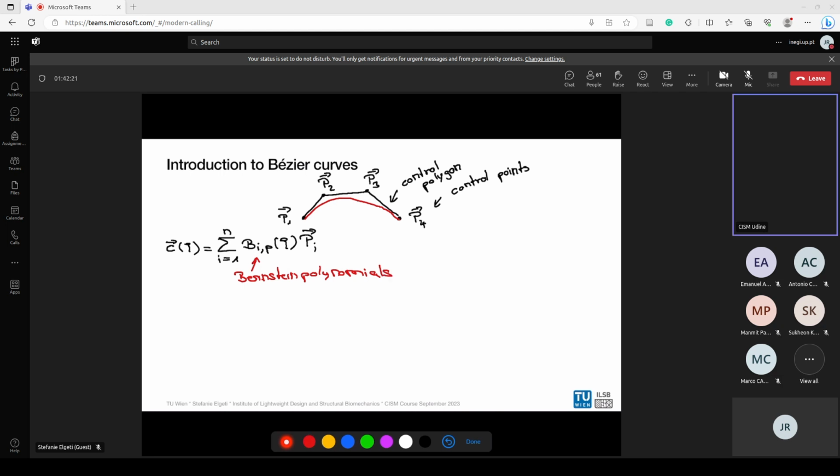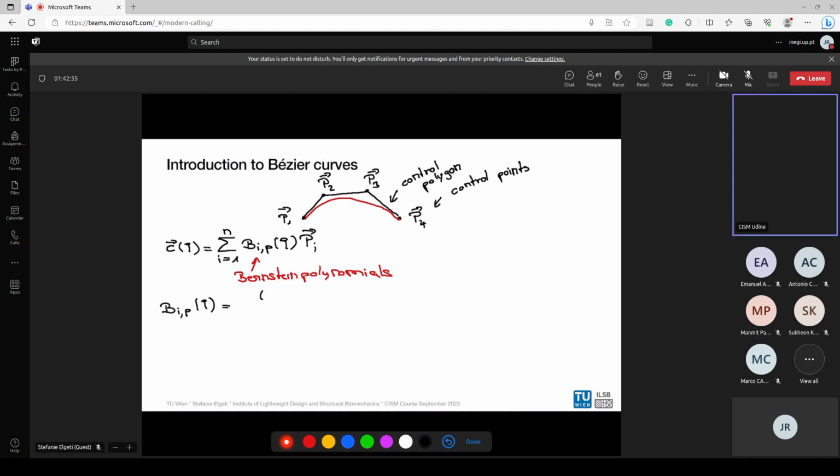Which are defined as follows. So we have an index I that, as you see in the sum, is connected to the same index as the control point. So every control point has its own basis function. So this is this index I here. And then the P denotes the degree of this basis function. So it's a polynomial function of a certain degree.